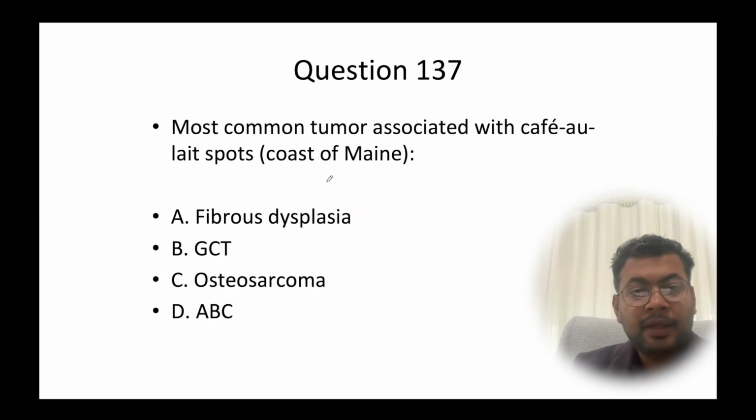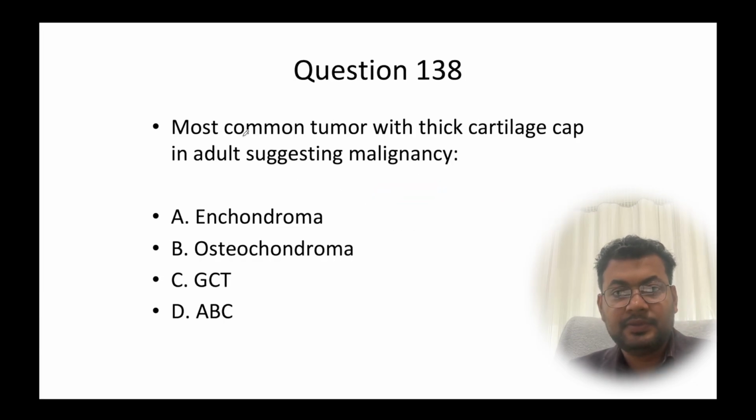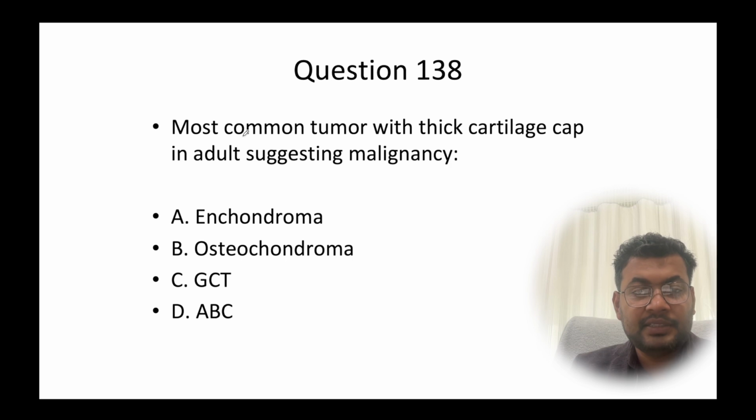Most common tumor associated with cafe au lait spots is fibrous dysplasia. Most common tumor with thick cartilage cap in adults, suggesting malignancy, osteochondroma.